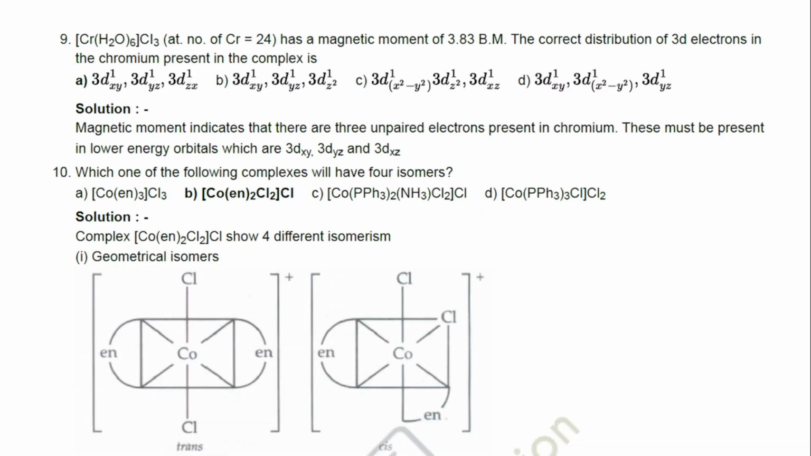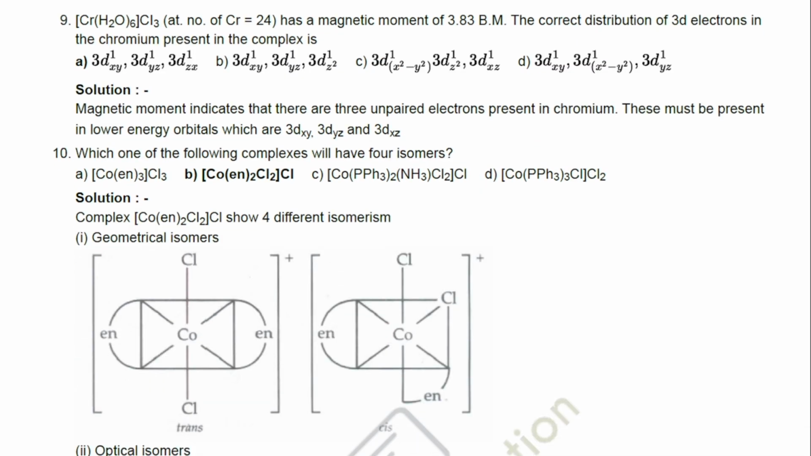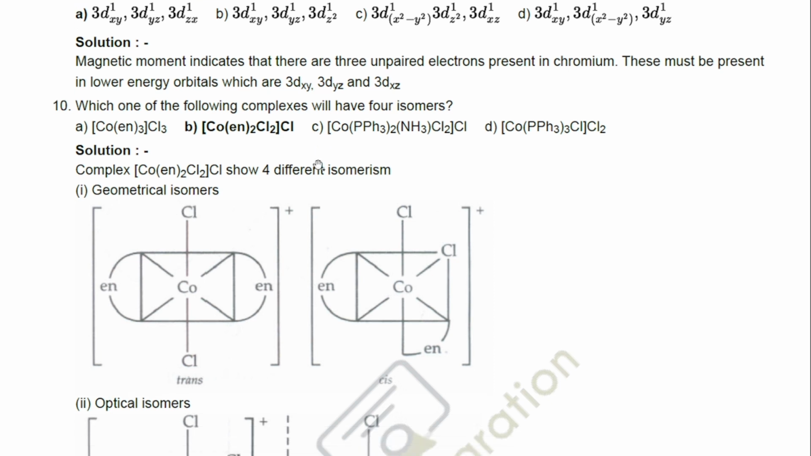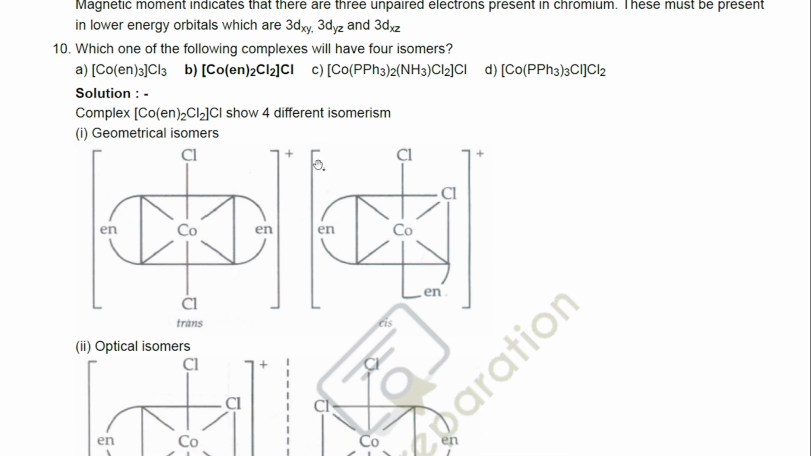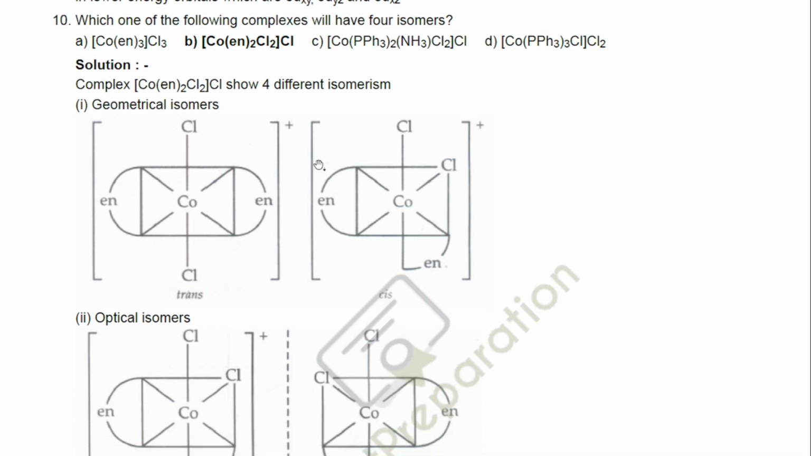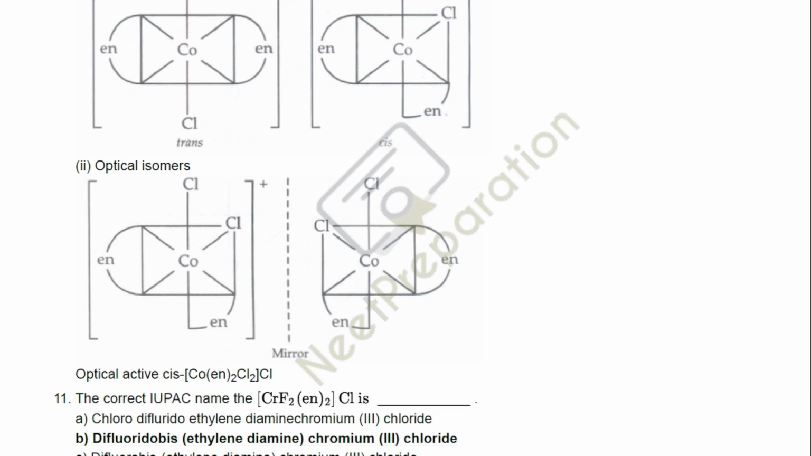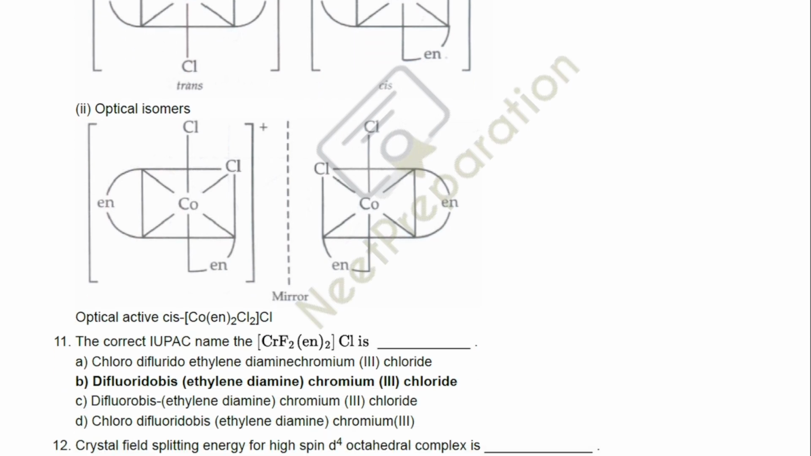For each correct answer, you will get 4 marks. Totally 4 sections and 180 questions. 180 into 4, a 720 marks exam will be conducted. But the important thing is, in NEET there is negative marking also. For every wrong answer, 1 mark will be reduced. But at the same time, if you skip any question, no marks will be reduced for that particular question.